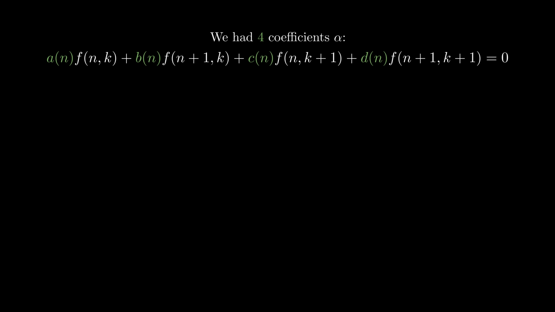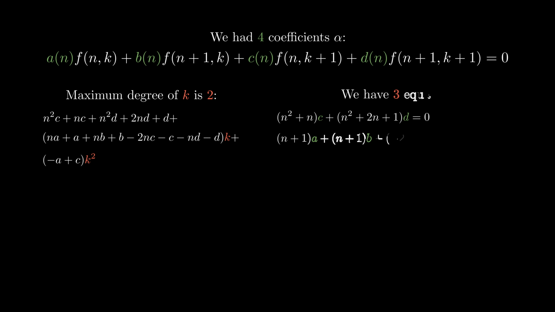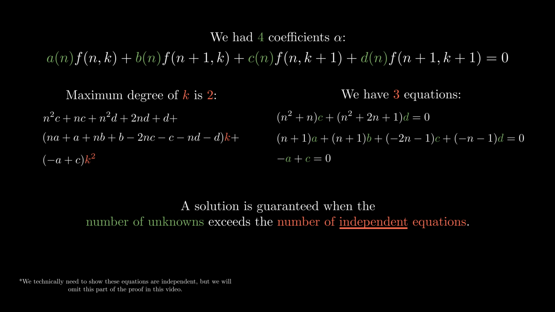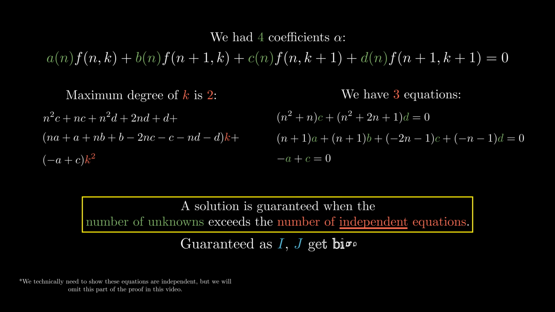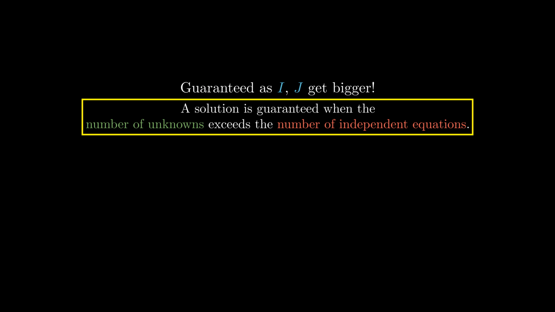Recall our previous example. Even though we had 4 unknowns for our alpha coefficients, the maximum degree of k was 2, and so we only produced 3 equations. We know from linear algebra that if the number of unknowns equals or exceeds the number of independent equations, then the system will definitely have a solution. We will show that as i and j get bigger and bigger, this is guaranteed to happen. In order to do that, we will need 2 things: the number of unknowns in general and the highest degree of k, which would give us the number of equations in general.